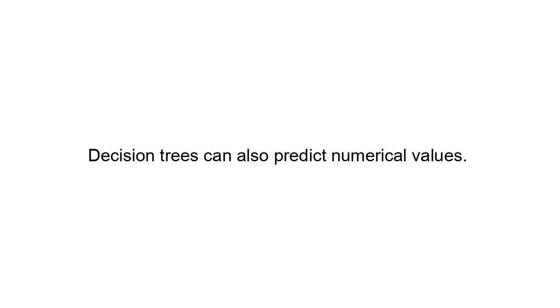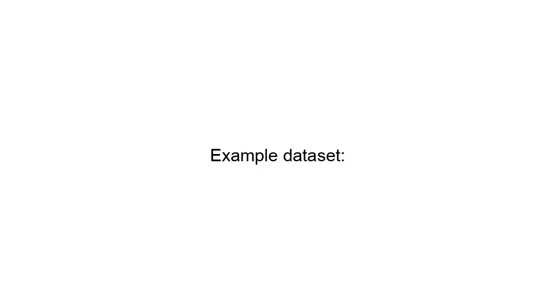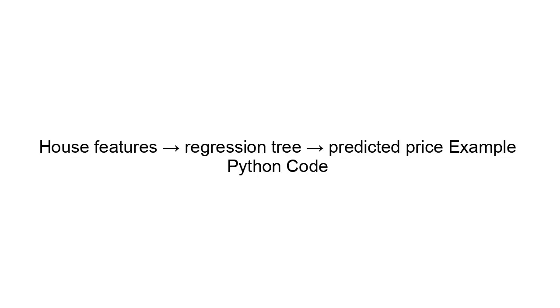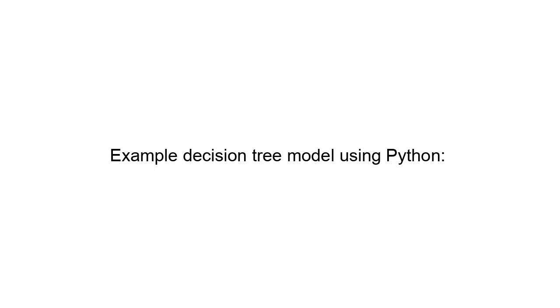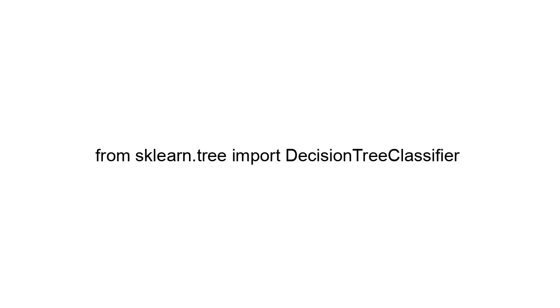Decision trees for regression. Decision trees can also predict numerical values. Example dataset: house size, price. Example concept: house features, regression tree, predicted price.